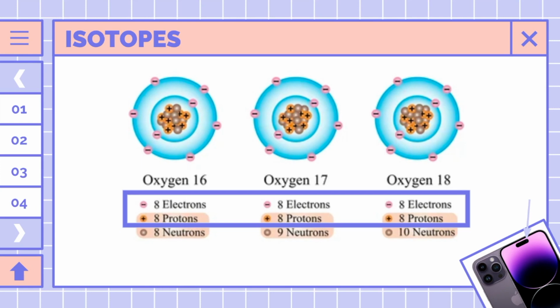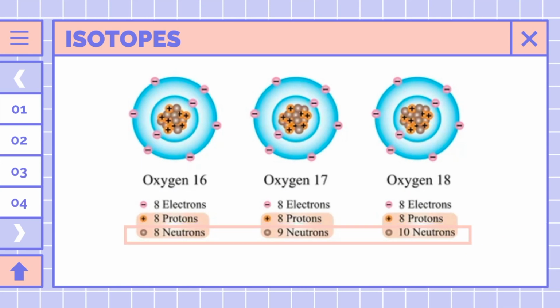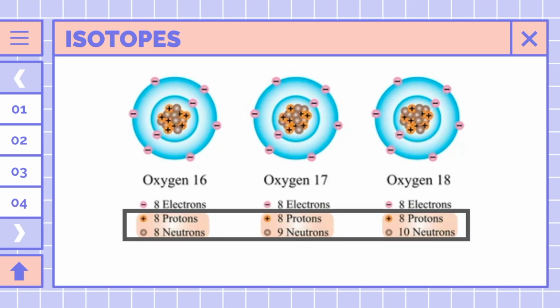However, in oxygen 16 there are 8 neutrons, but in oxygen 17 there are 9 neutrons and 10 neutrons in oxygen 18. This makes these atoms isotopes of oxygen because they all have the same number of protons, but a different number of neutrons. The number next to the word oxygen in each of these atoms is called the mass number, and it's the sum of the number of the neutrons and protons in each atom.